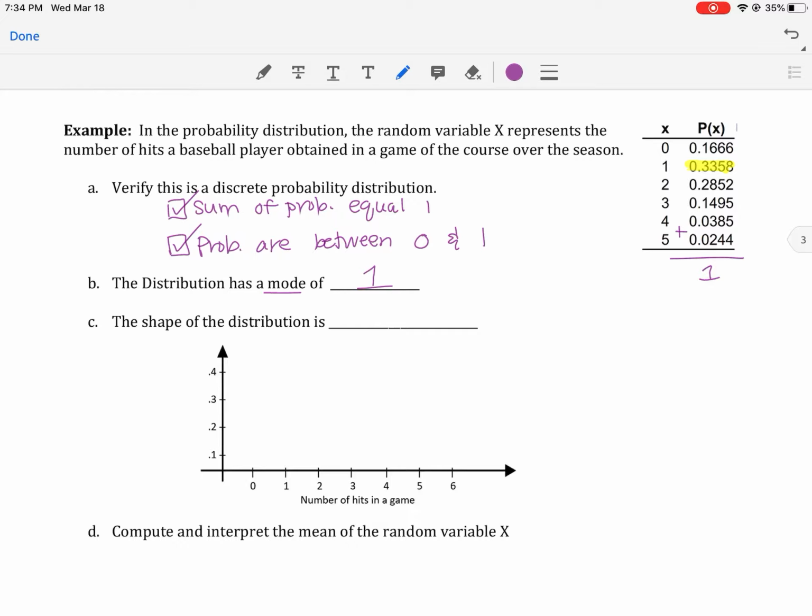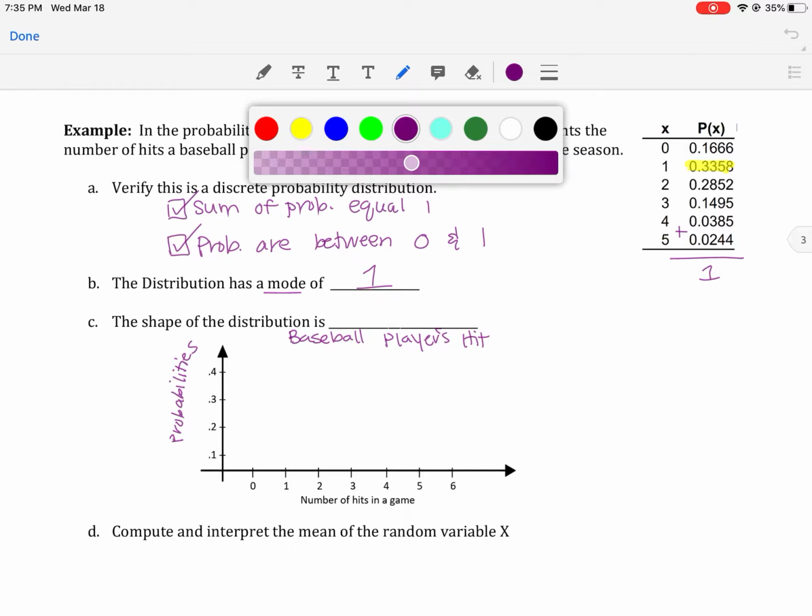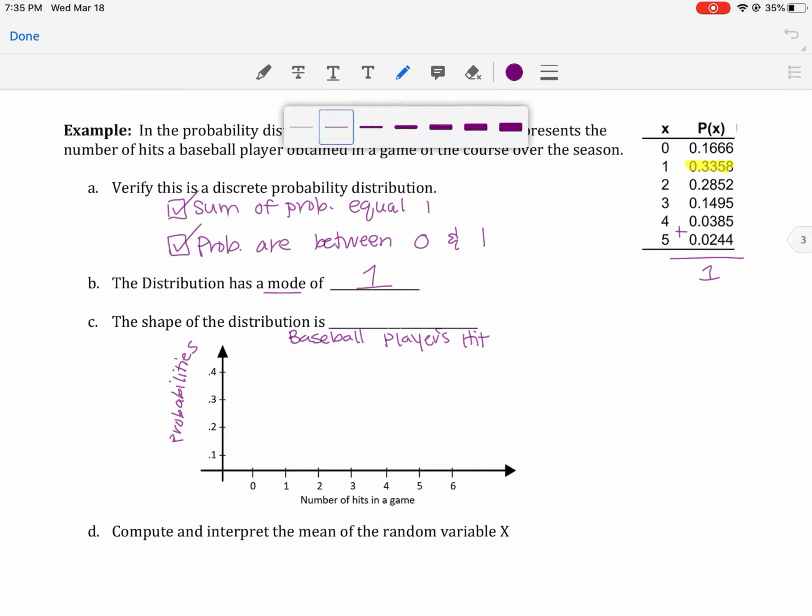Okay, let's look at the distribution. So on here, the left side is your probabilities, right? We get the number of hits in a game, and maybe I'll put baseball players hits or something as a title. Nothing fancy. Okay, in this case, we usually graph it. It almost looks like a bar graph in the sense that we just make each of these heights, these bars, the probability. So like 0.1666 would go about there.